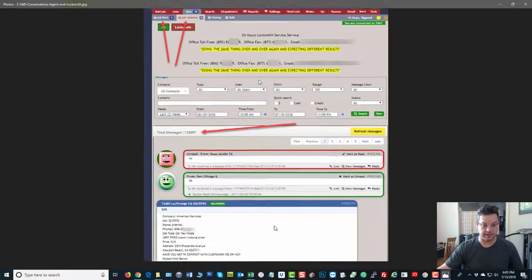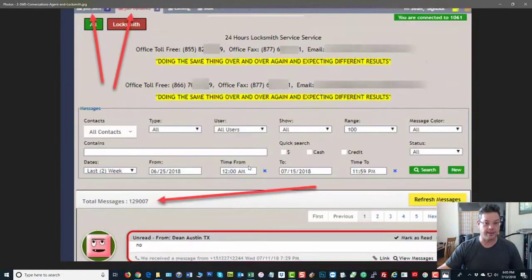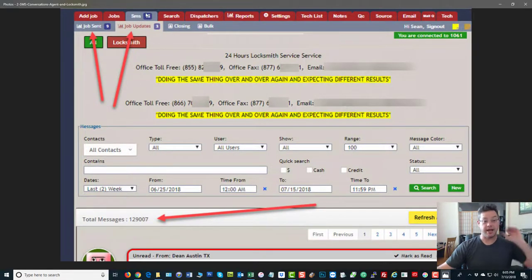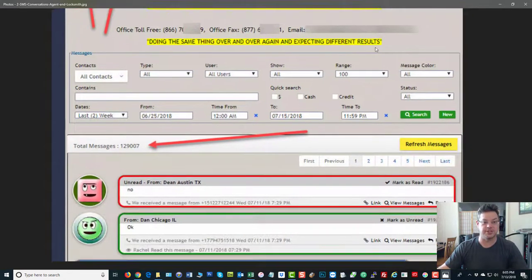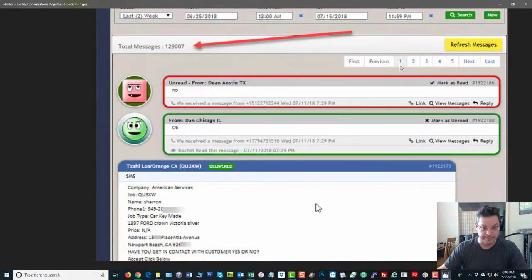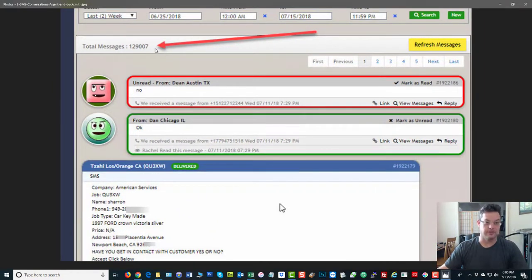Okay, let me make this bigger. What was this again? Oh yeah, check this out. SMS, job sent, job updates, notes coming in and stuff. We get to see this stuff. This is our panel. We get to see what's going on. Look at this, total messages, right? This is SMS messages in the system: 129,007.